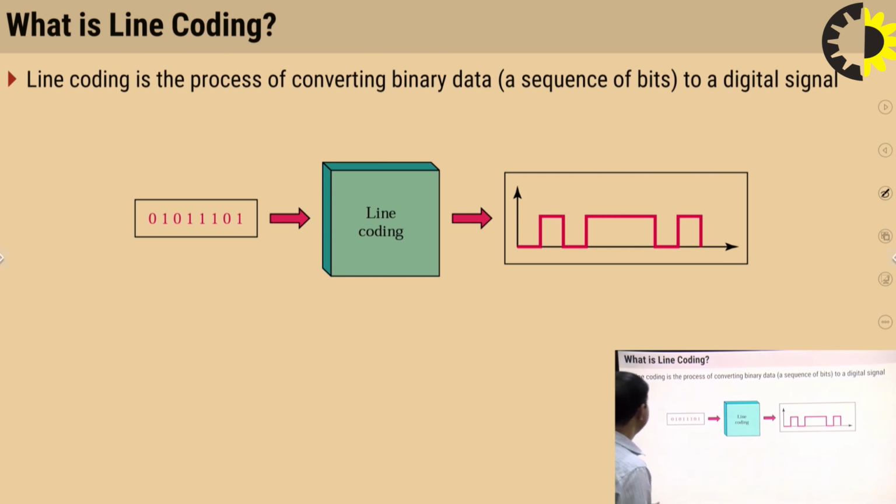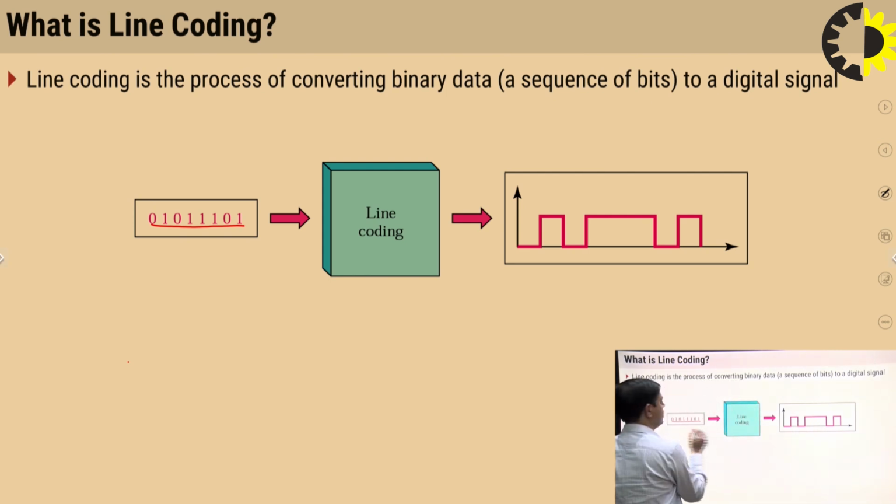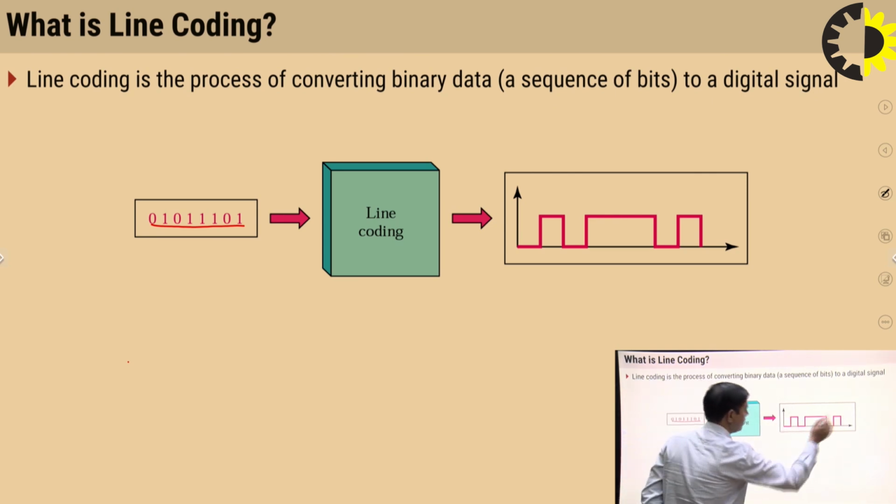We can take an example. For example, we have this binary data in terms of 0 and 1, and after applying the line coding scheme, it will be converted into the digital signal like this. For example, 0 is on the baseline, then 1 will be up, and again 0, and something like that.